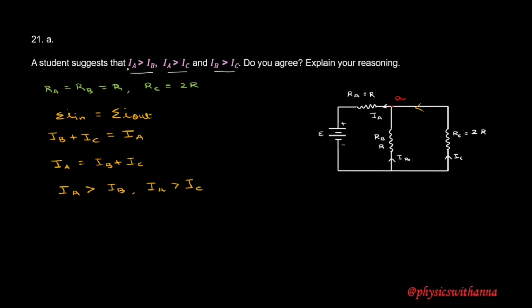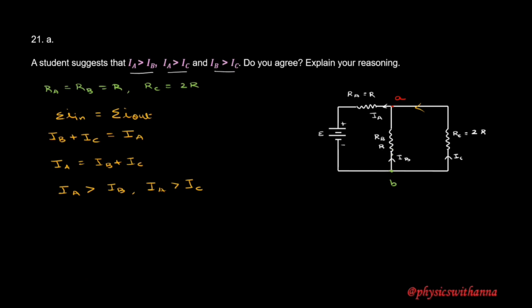So the first two conclusions of the question are correct. Now we will verify the third one. If you look at current IA, it divides into IB and IC at the junction here. We call this junction B.